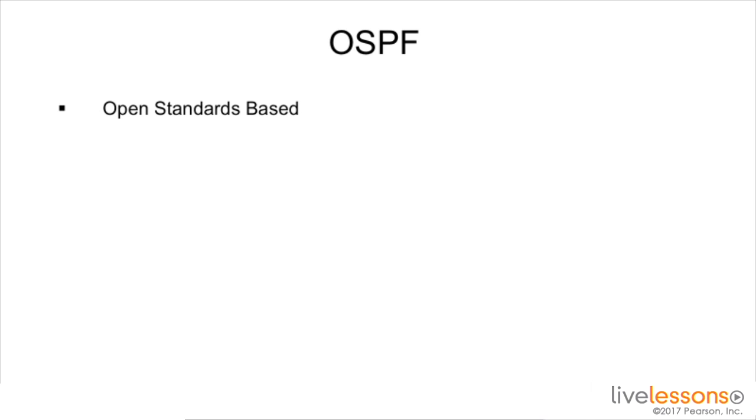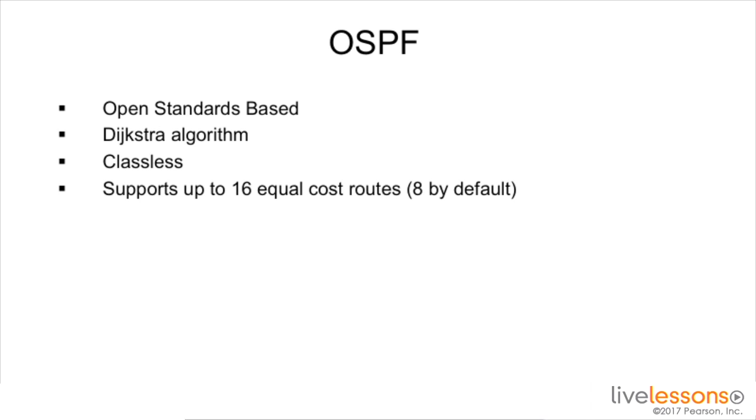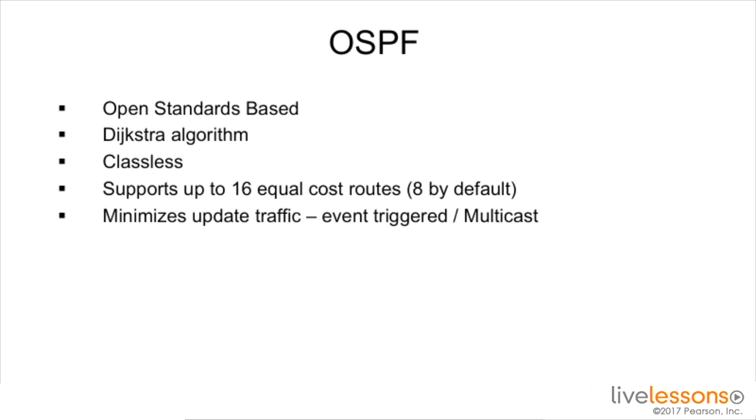OSPF is an open standards-based routing protocol. It uses the Dijkstra algorithm to calculate the best path. It's classless and supports up to 16 equal cost routes, but only 8 by default. It minimizes update traffic by sending event-triggered updates over multicast and supports both IP version 4 and IP version 6. OSPF has an unlimited hop count.